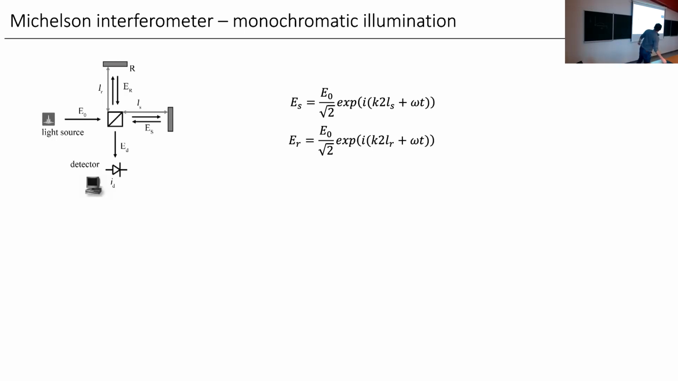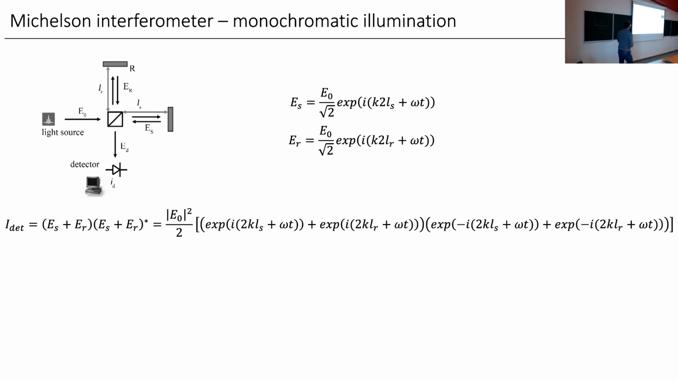I'll explain what I did wrong, but let me just show you the next equation first. At the detector, we have to sum these two fields, the field from the sample arm and the field from the reference arm, and to get the intensity at the detector, we have to multiply the sum by its complex conjugate.